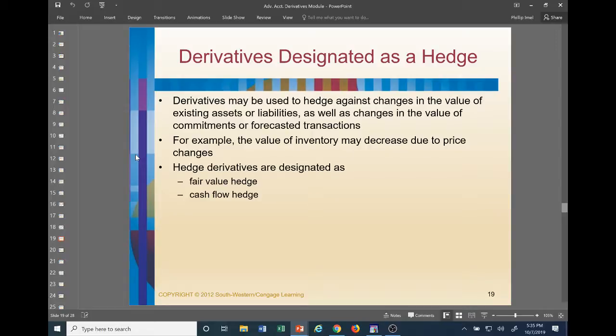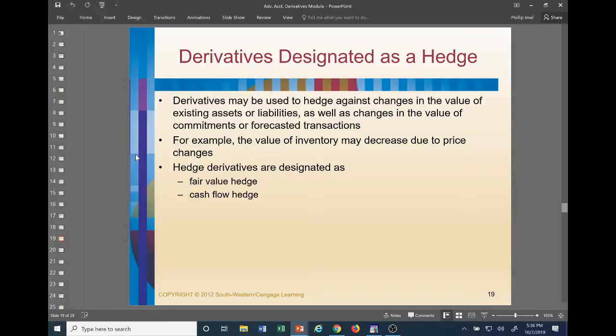So let's look at some derivatives designated as a hedge. Changes in the value of a derivative held as an investment are recognized currently in earnings, and the derivative is carried on the balance sheet at its current value. Aside from holding derivatives as an investment, derivatives may be used to hedge against changes in the value of existing assets or liabilities, as well as changes in the value of commitments or forecasted transactions. If the hedged item experiences an unfavorable change in value, a properly structured hedge could be effective in providing a change in value in the opposite direction, such that there is no adverse effect.